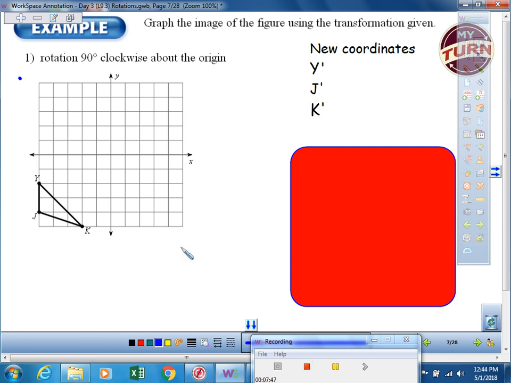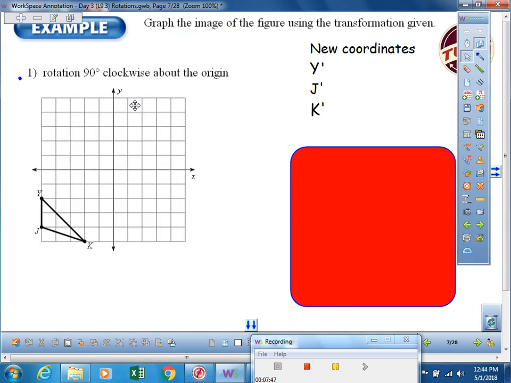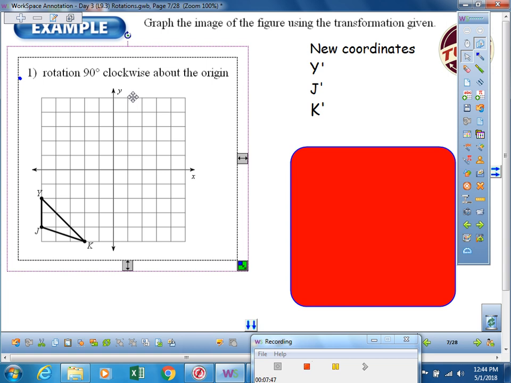Yes? About the origin. Has to be about the origin. Yes? I usually accept rotate. All right. So, yes. On your notes, as long as you know. On the test, about the origin. It's about the origin.